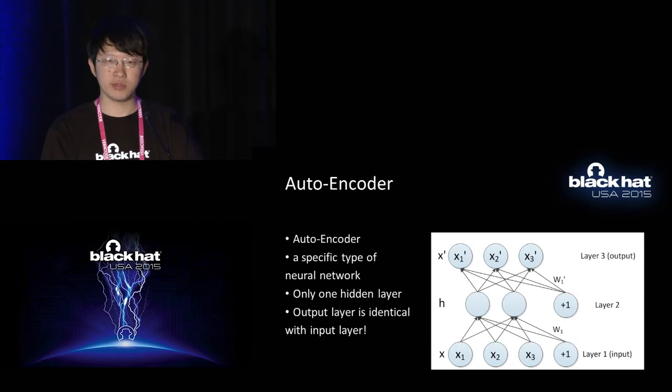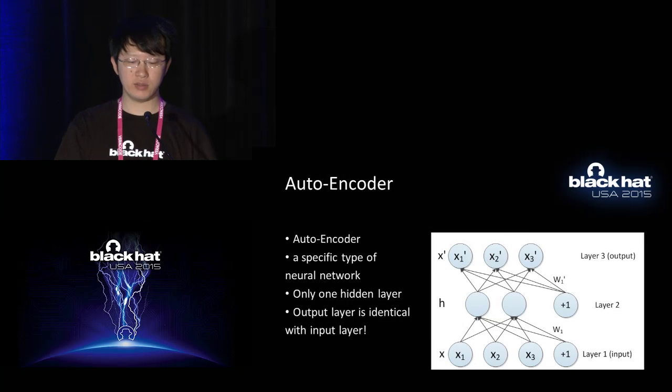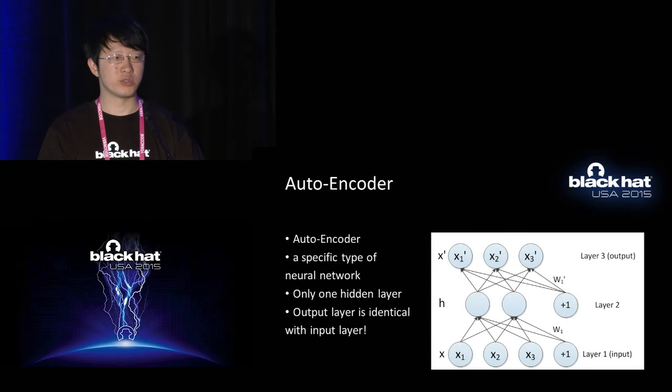Autoencoder is a specific type of neural network. It also has hierarchical structure. The difference is only one hidden layer. Most interestingly, the output layer is identical with the input layer. You can consider that the function is to restore the input information as much as possible. The hidden layer is compressed information, that is, the feature.